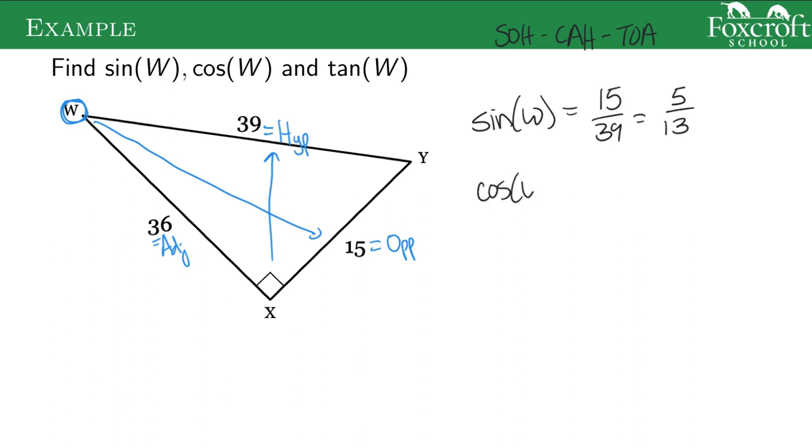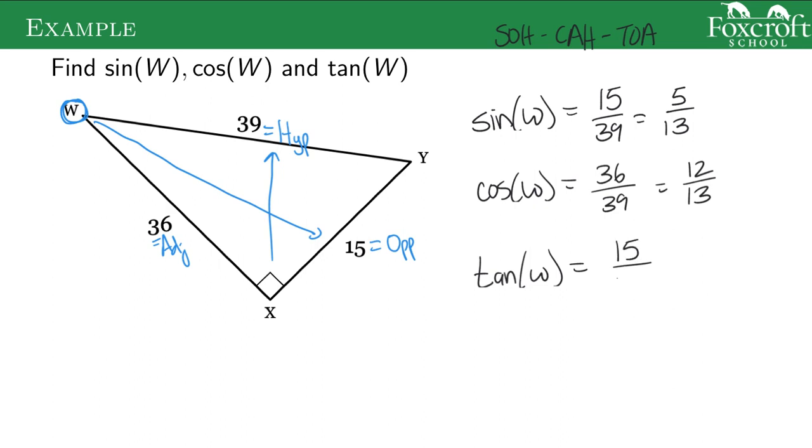Cosine of W. Once you have these things labeled, it's a lot simpler. Cosine is CAH, so the adjacent side goes on top, and the hypotenuse goes on the bottom. These are also both divisible by 3, so it becomes 12 over 13. And the last one, tangent. Tangent is TOA, so the opposite goes on top, and the adjacent goes on bottom. These are all divisible by 3, 5 over 12.